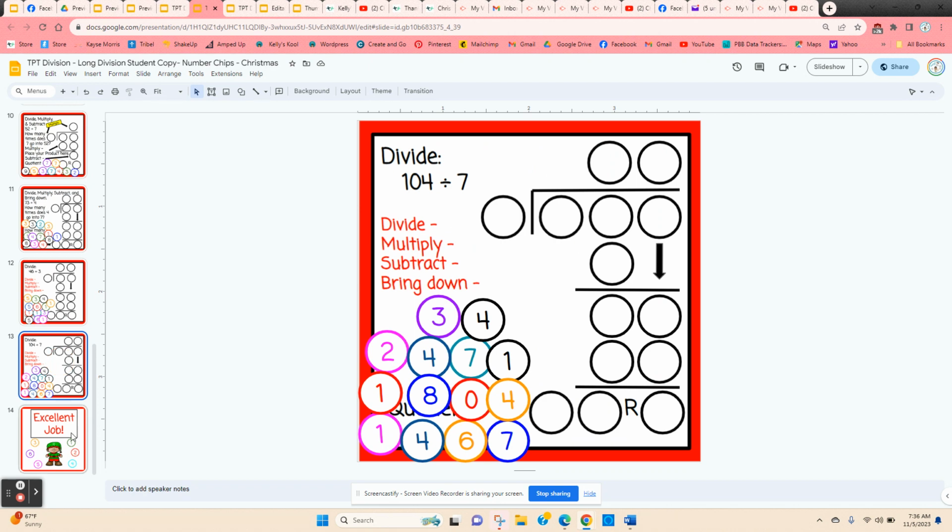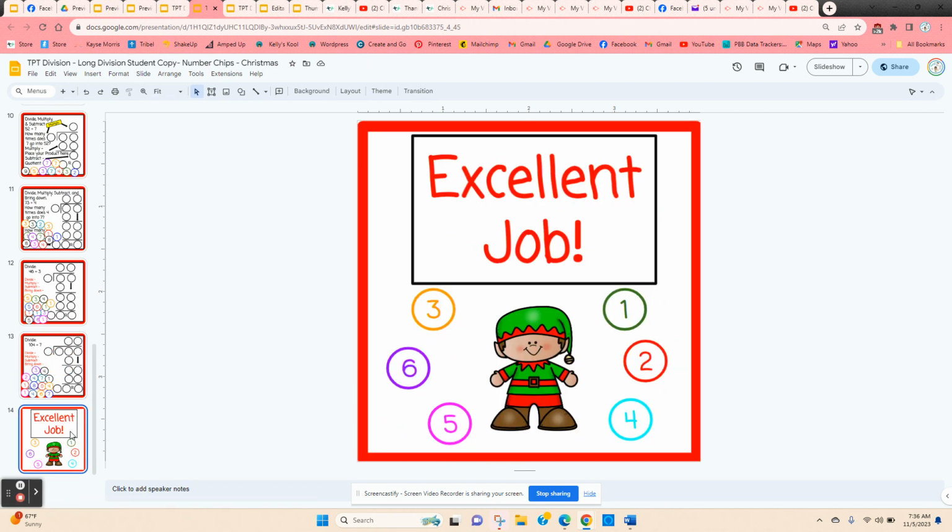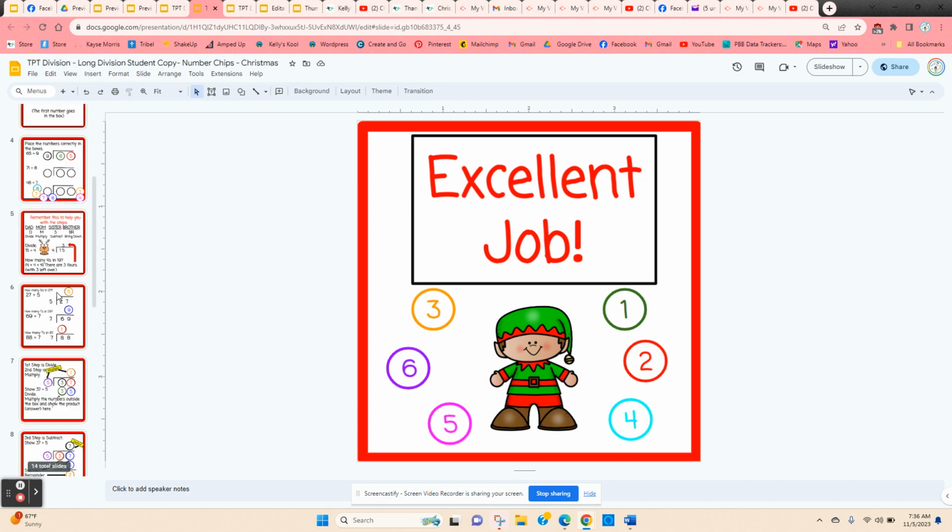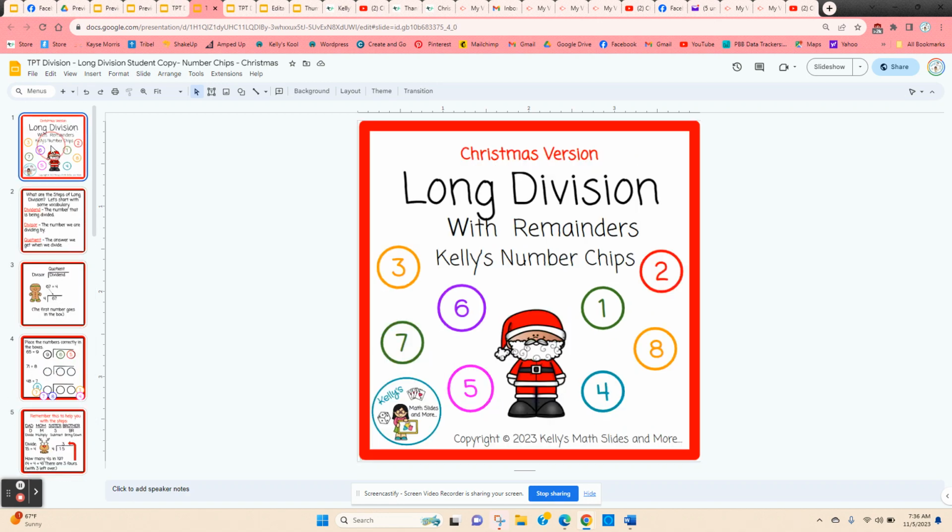Okay, when they get through all the problems, they'll just come to a slide that says they did an excellent job, they're finished. So that is the Christmas version of long division with remainders using number chips.